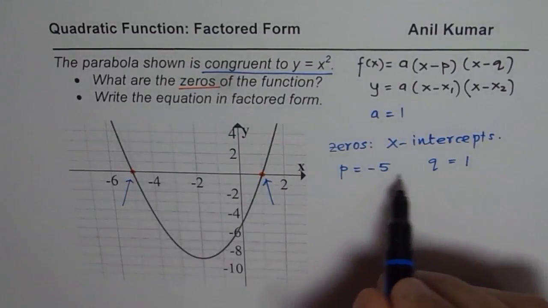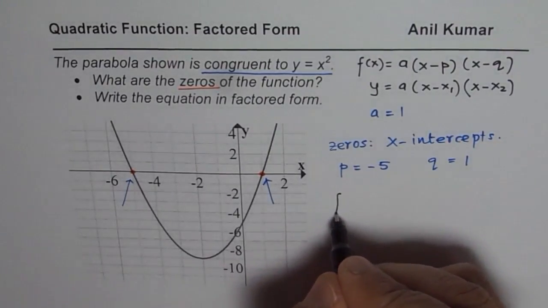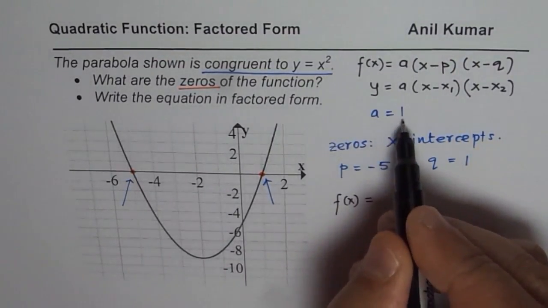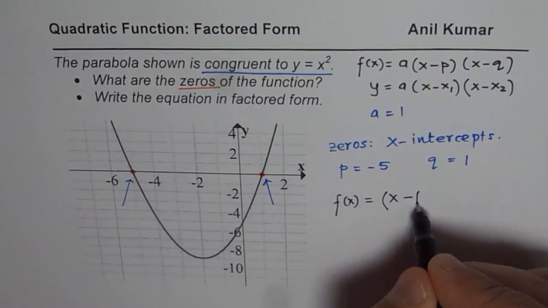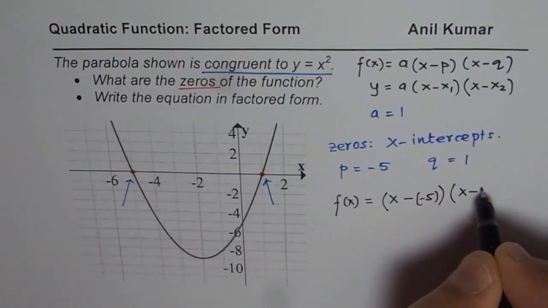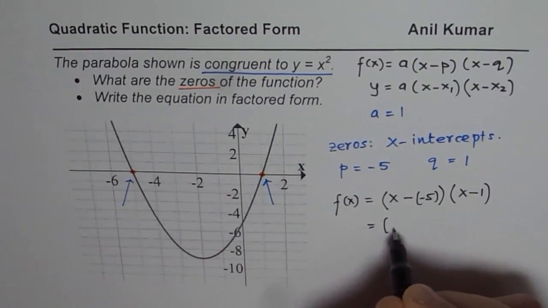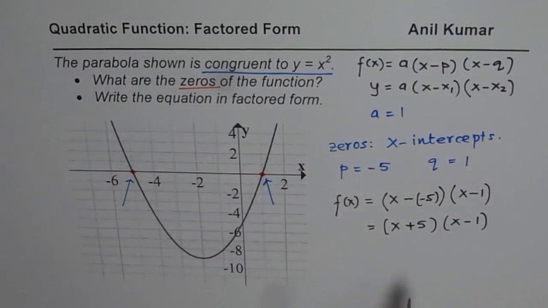So when we get these two values, we can write down the function. The quadratic function is f of x equals, a is 1, no need to write 1 here, so x minus minus 5, and then q gives x minus 1. Minus minus is plus, so it's better to write this as x plus 5 times x minus 1. So that is how you get your equation in factored form from a given graph. I hope the steps are clear. In the next video we have some questions for you to practice. Thank you and all the best.